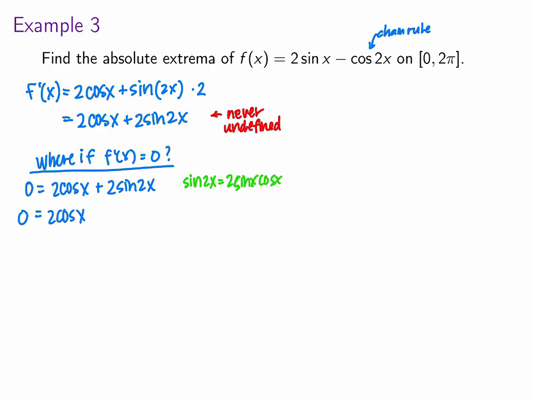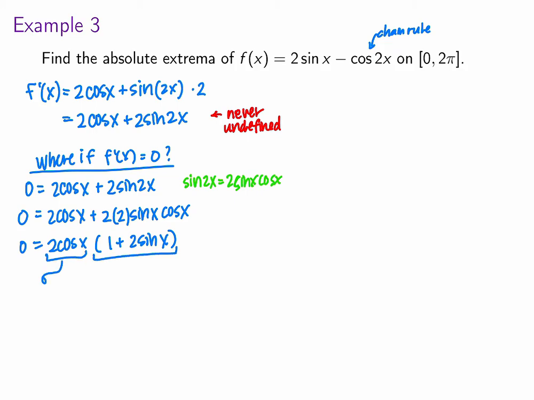So 2 cosine x plus 2. Well, now I can trade sine of 2x for 2 sine x cosine x. And I notice I'm going to be able to factor out a 2 cosine x from both pieces. And it's going to be easier to set that equal to 0. So 2 cosine x times 1 plus 2 sine x equals 0. And so now I can set each one of my factor terms equal to 0 and solve.